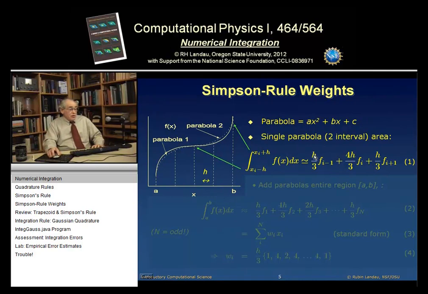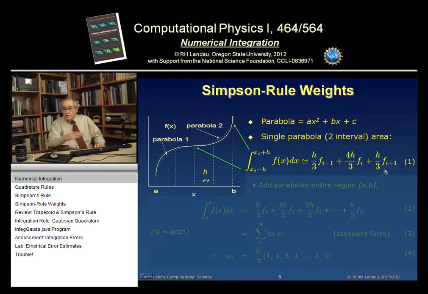Well, it turns out the weight is h over 3 for the first point. It's symmetrical. It's h over 3 for the end point. And the middle point has this funny weight, 4h over 3. And that's just the way the numbers work out. So that's the area under one parabola going through points f sub i minus 1, f sub i, and f sub i plus 1. 3 values of the function.